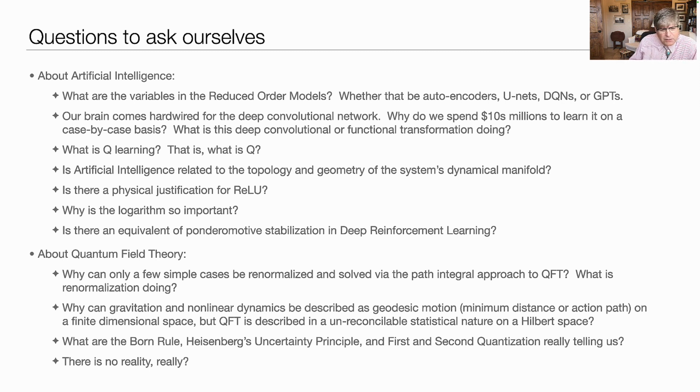Why can gravitation in nonlinear dynamics be described as geodesic motion? That's minimum distance or minimum action path on a finite dimensional space, but quantum field theory is described on an unreconcilable statistical nature on an infinite dimensional Hilbert space of functions. What are the Born rule, Heisenberg's uncertainty principle, and first and second quantization really telling us? What are they?